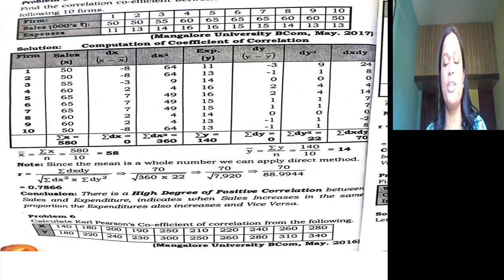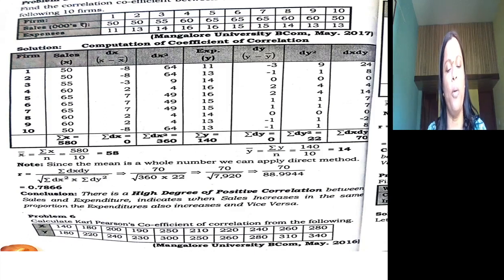70 divided by the square root of 7920 is 88.9944. So the answer is 0.7866. This indicates that a high degree of positive correlation exists between sales and expenses. We know that if we arrive at the answer 1, it indicates perfect positive correlation. If the answer is less than 1 but above 0.5, it indicates that a high degree of positive correlation exists between the variables. So this is all about the third problem.